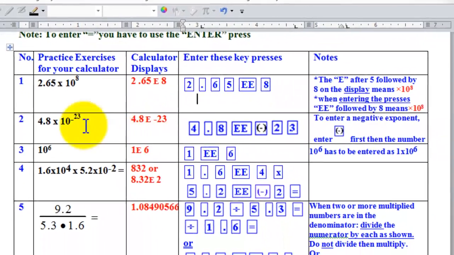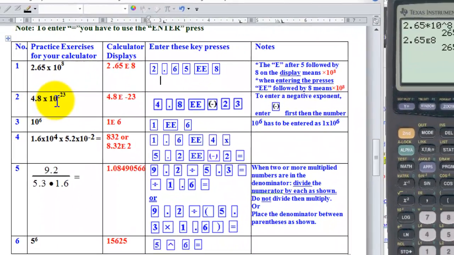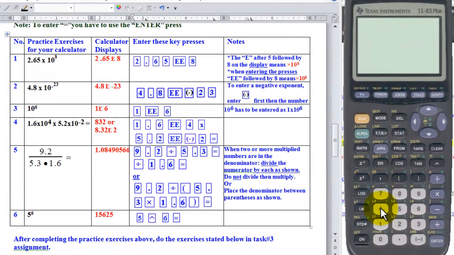Okay, now let's look at the second operation. It's 4.8 times 10 to the negative 23. Again, if we use the correct method, press 4.8 and times 10 to the power negative 23 will be replaced by the E button again. Press second, then the comma. So this is 4.8 E. And then for the negative, you will use this press, negative, and then 23.